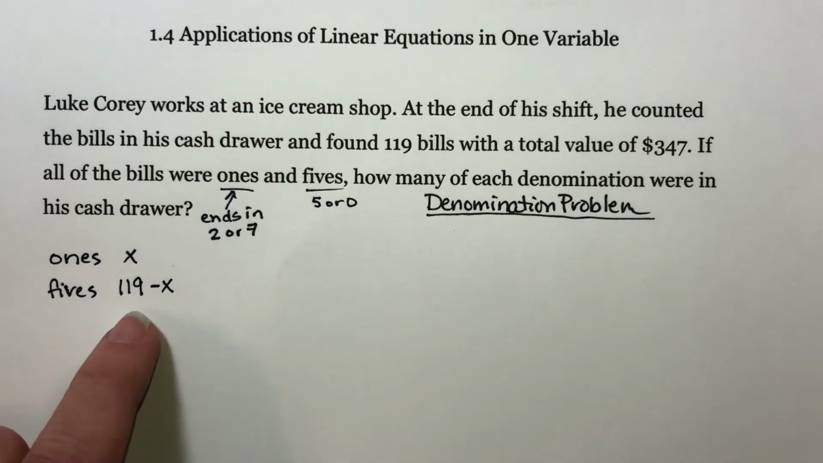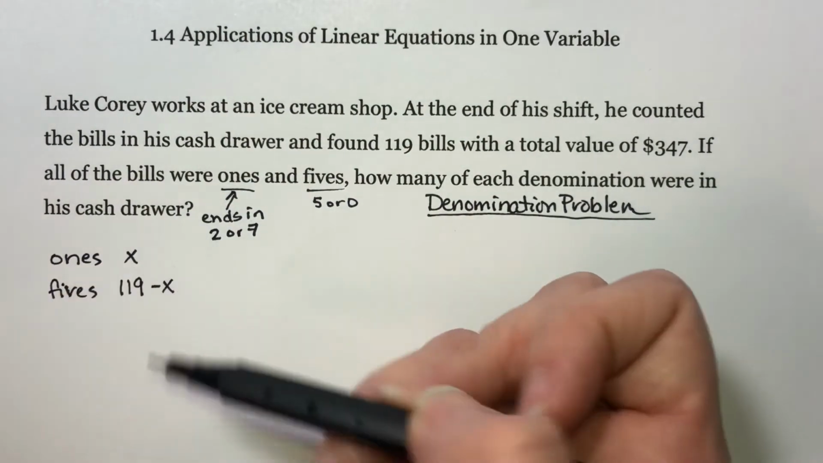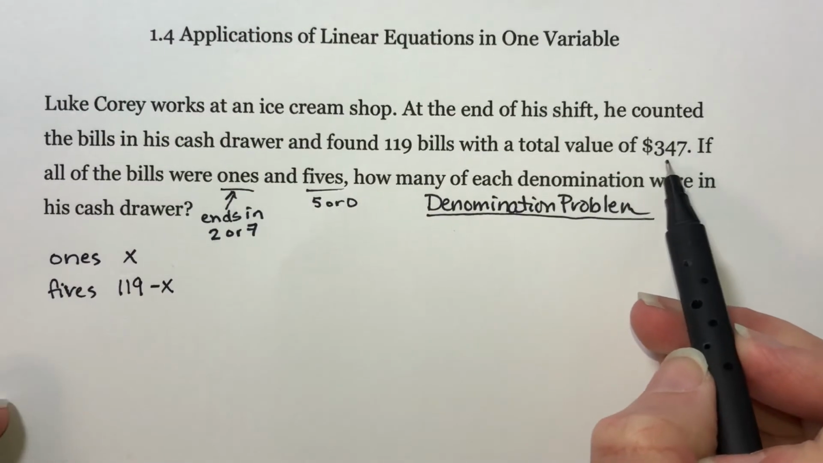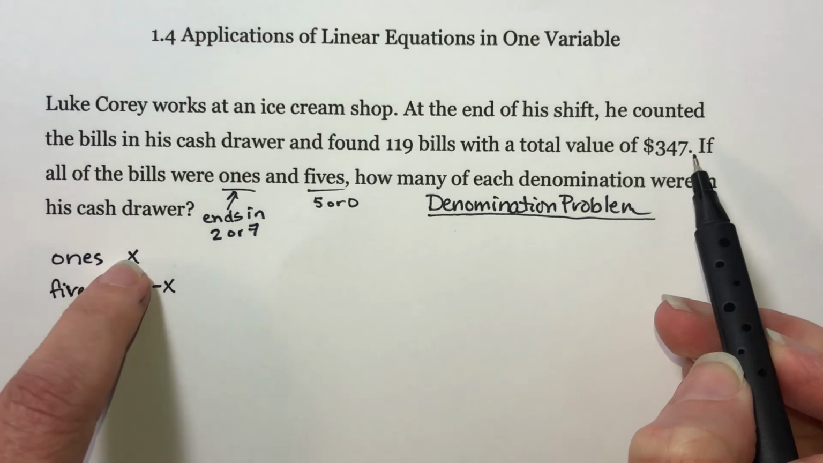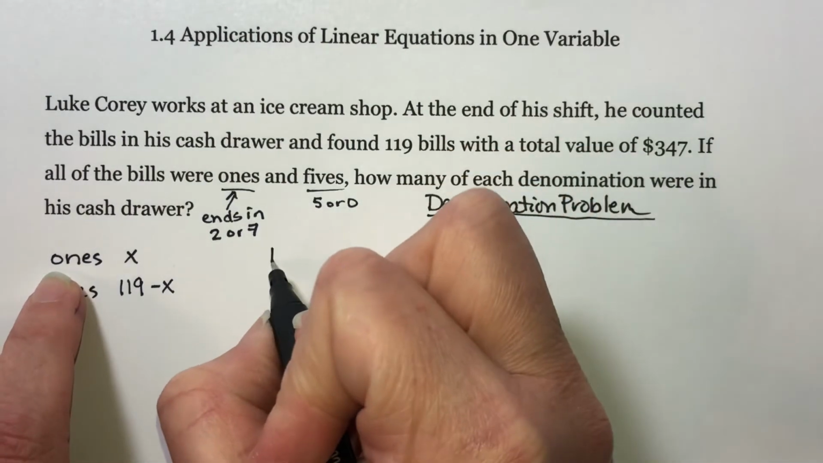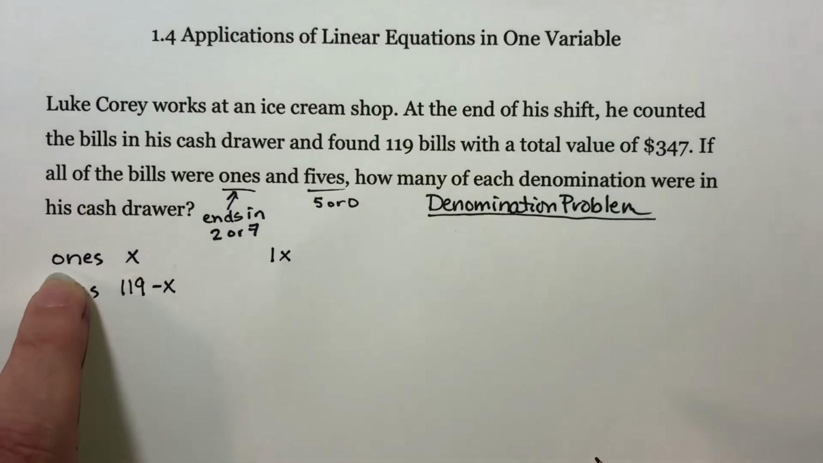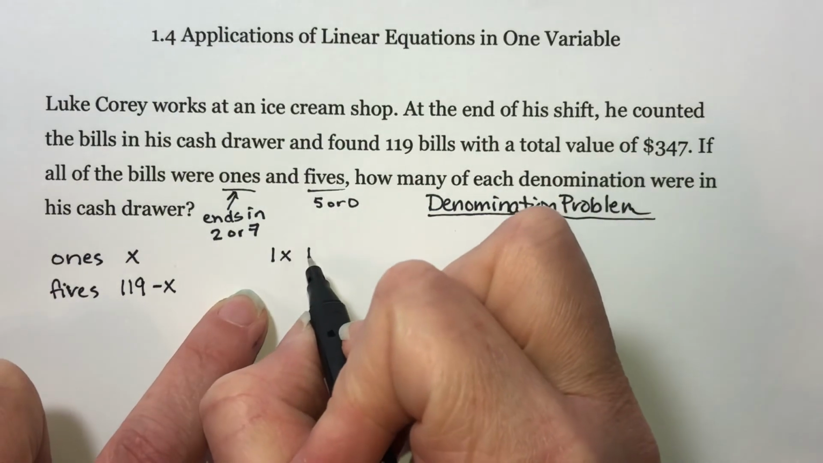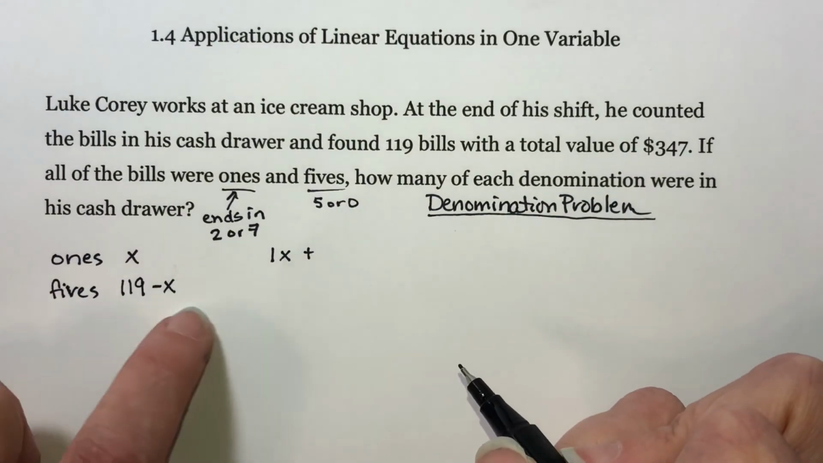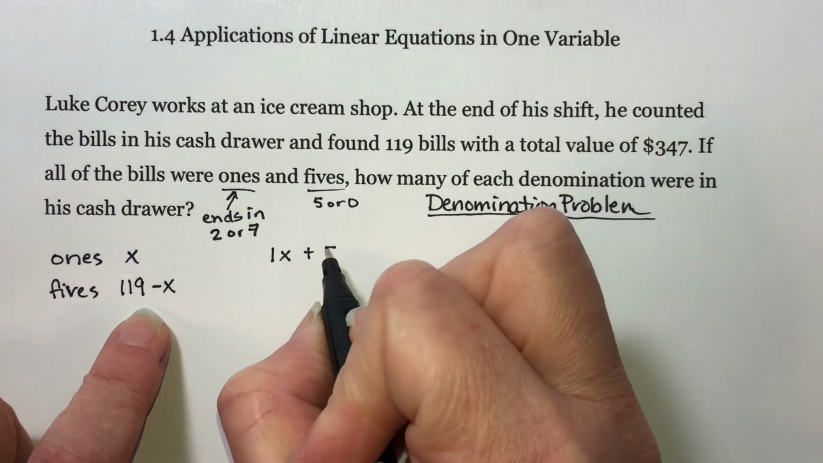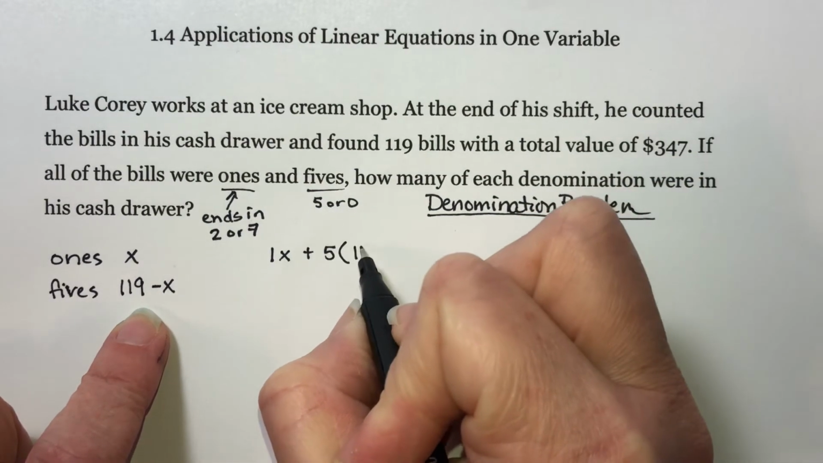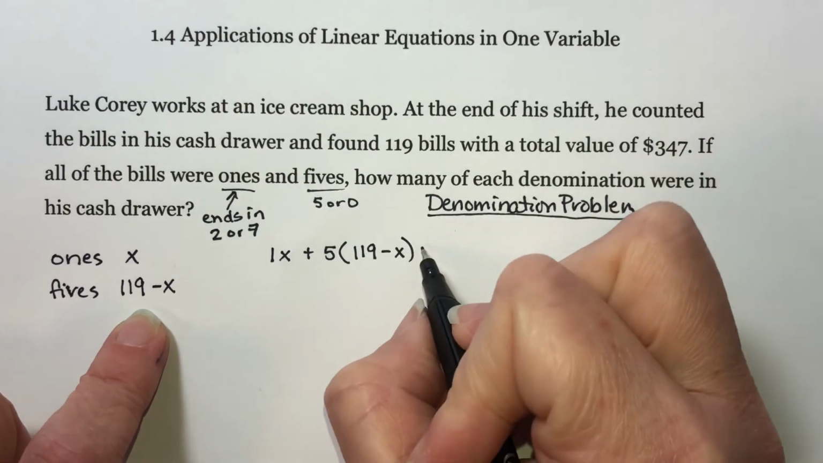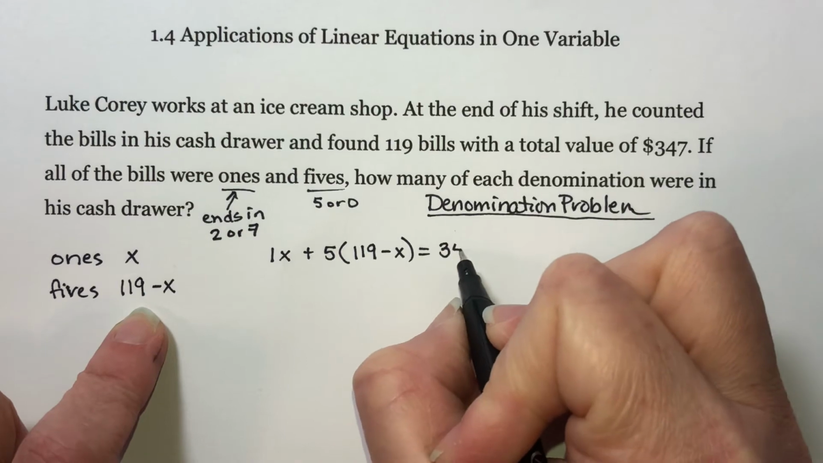Okay. Now, I have a way of talking about how many ones I have. I have a way of talking about how many fives I have. I need to deal with the amount of money now. Each of these is worth 1. I'm going to write the 1 in here, although you normally would not need to write that. That's how much money I get out of the $1 bills. Now, how much money do I get out of the 5s? Well, each of these is worth 5. So I take 5 and I multiply that by that number. And this needs to give me $347.